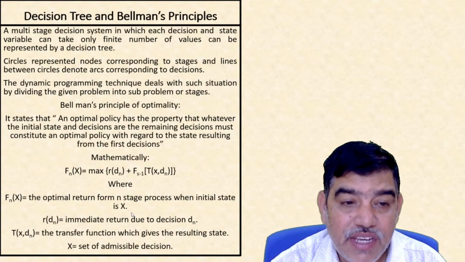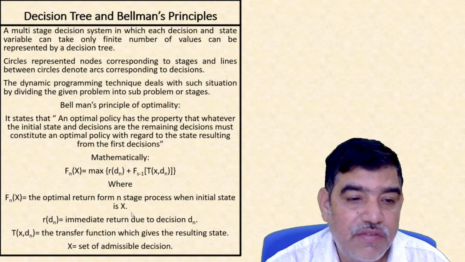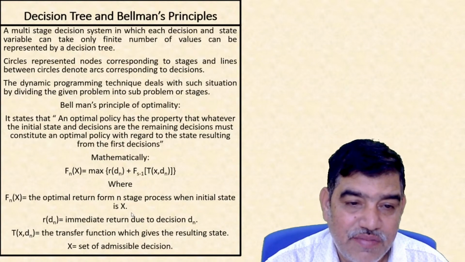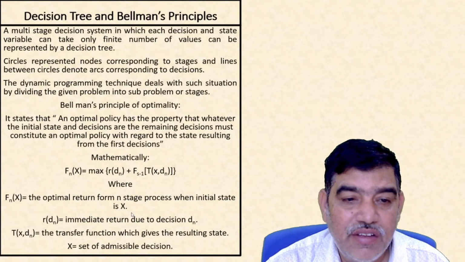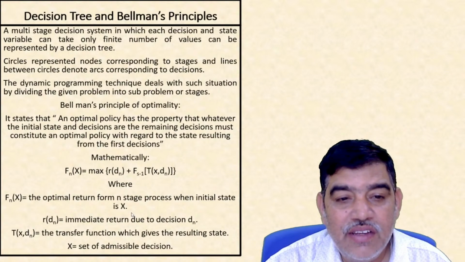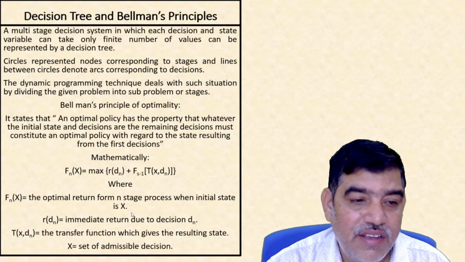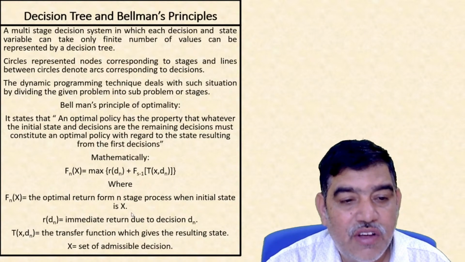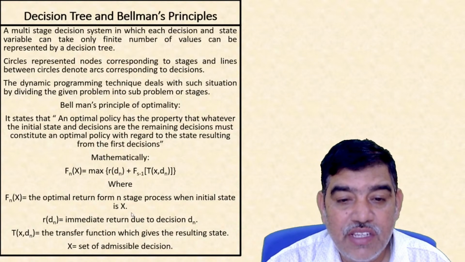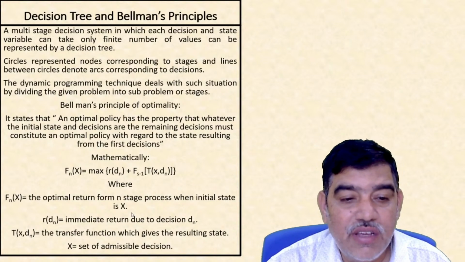It can be represented mathematically. What I am writing in the slide, look at the slide: f(x) = max [r(dn) + f(s-1)(t(x, dn))]. There are two variables, where f(x) is called the optimal return from an n-stage process when the initial state is x. We start from the initial state. And r(dn) is the immediate return due to decision dn.